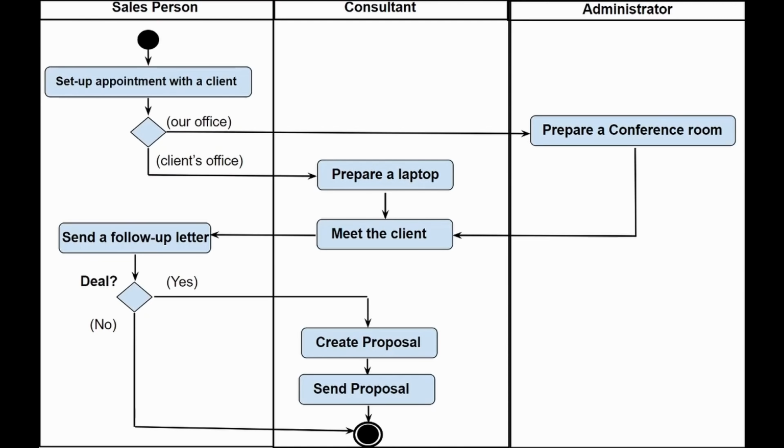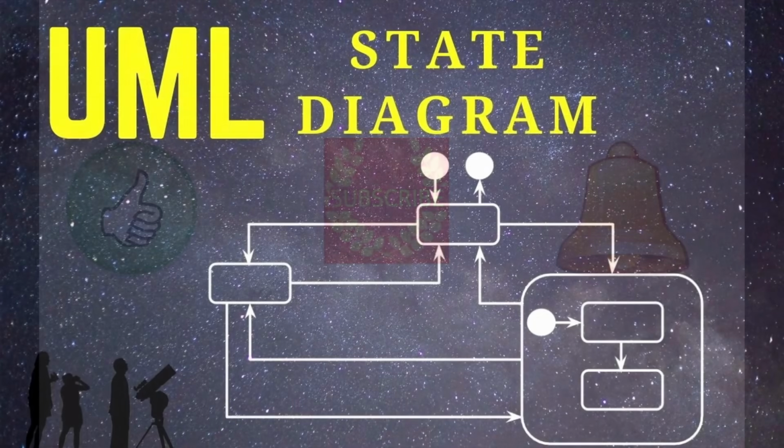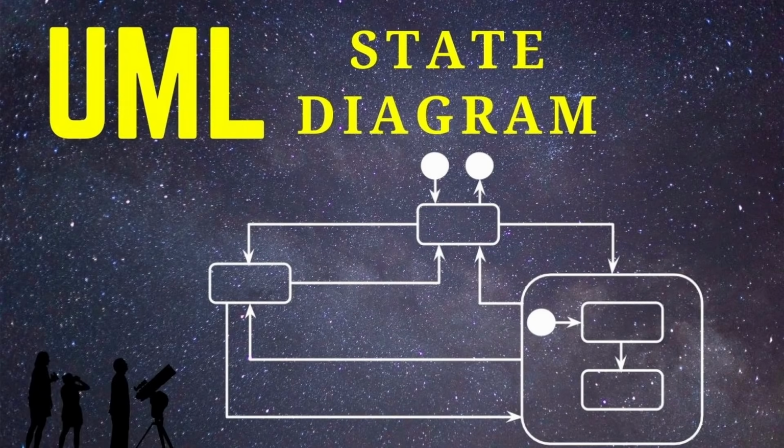You can see that now it looks much more accurate, because this time the process is divided into areas of responsibility: the salesperson who organizes the appointment as well as writes a follow-up letter to the client, and the consultant who prepares the presentation for the client, holds a meeting, and crafts and sends the contract. And a secretary whose task includes preparing the conference room in case the meeting takes place in our company's own office.